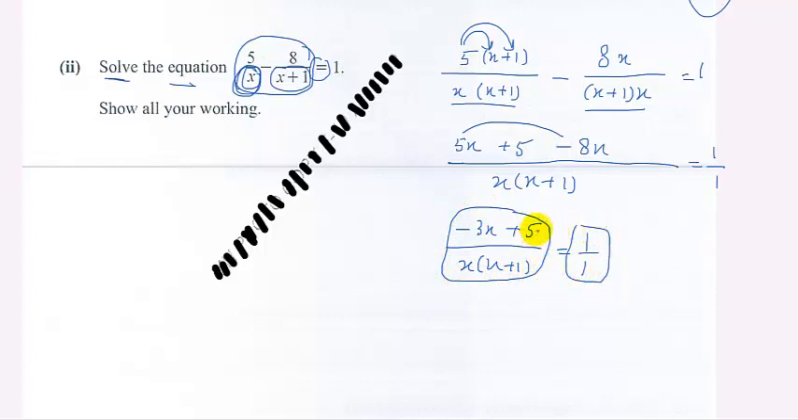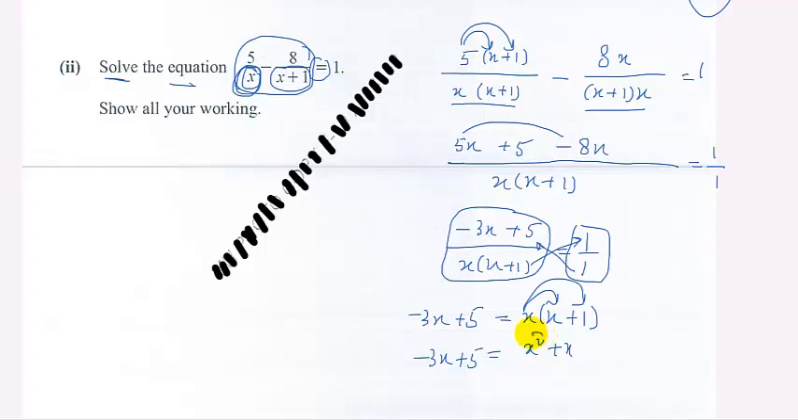When we have a single fraction on both sides of the equal sign, cross multiply. So I will multiply this one with this. It will be minus 3x plus 5, and I will multiply this with this one, so it will be x into x plus 1. Now I will expand this as well. It is x square, I will multiply with this, it is plus x, equal to minus 3x plus 5.